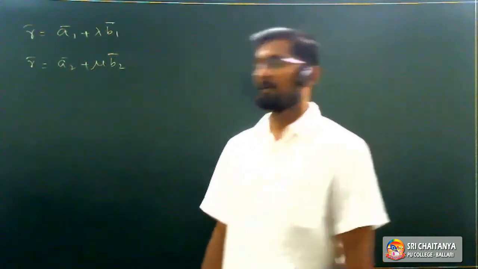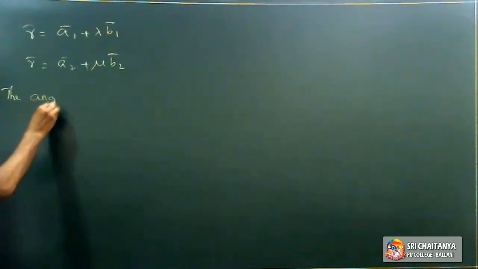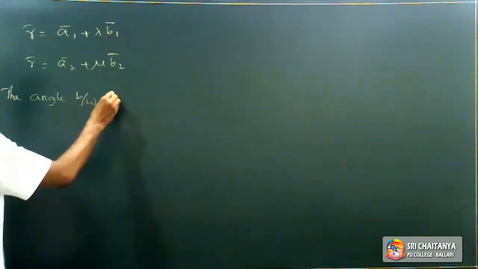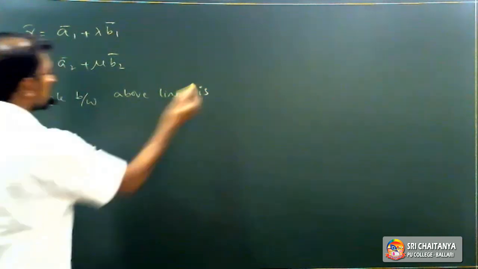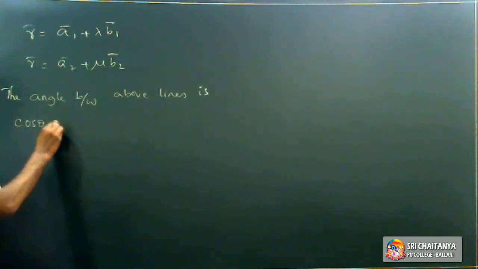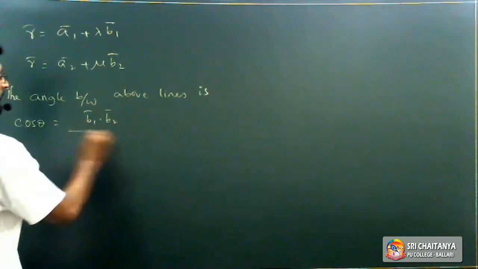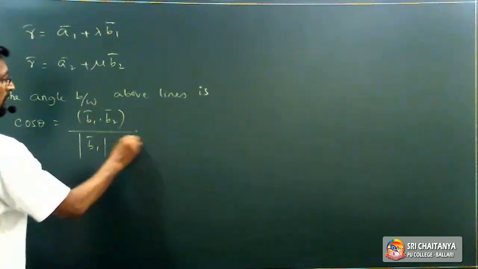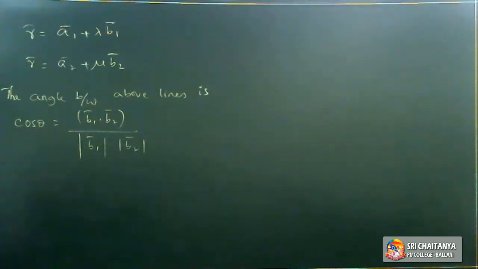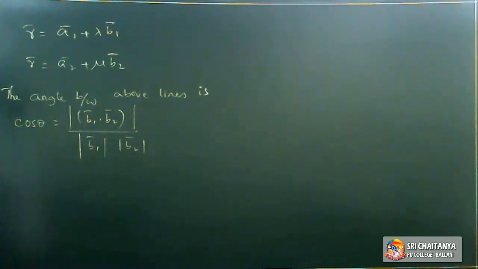Now, the angle between the above lines is cos theta is equal to b1 bar dot b2 bar upon modulus of b1 bar into b2 bar. Understood? That means this is the acute angle, so it will have a modulus on the numerator also. I am going to repeat.